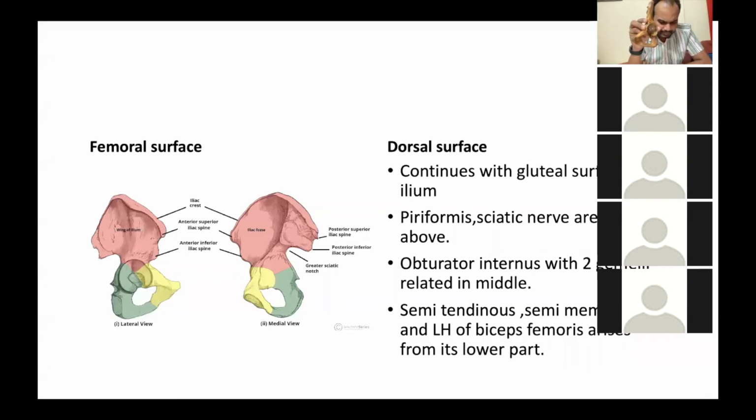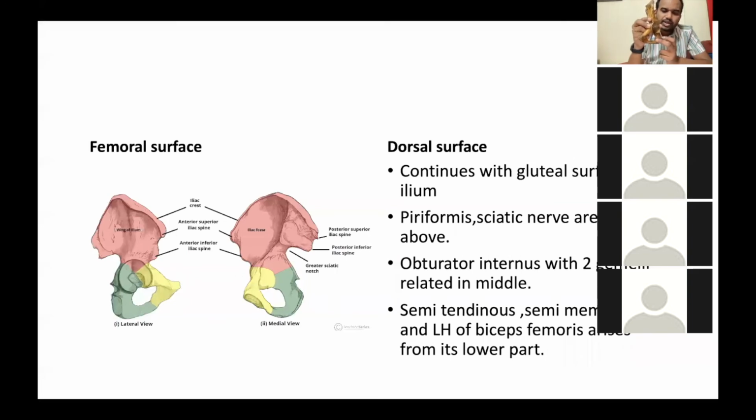The femoral surface gives origin to the obturator externus, and not only that, the quadratus femoris also takes origin from this surface. That's about the femoral surface.